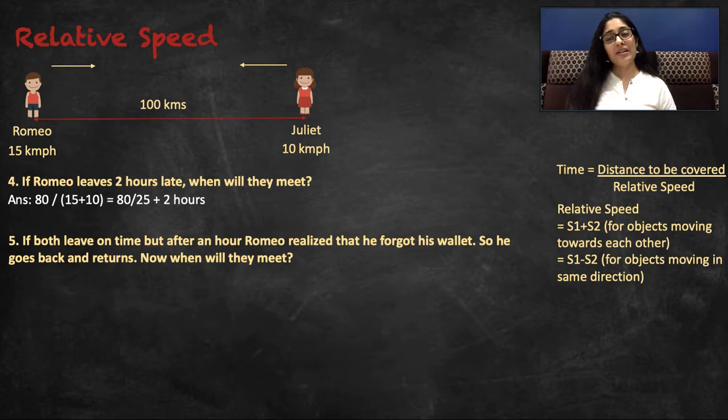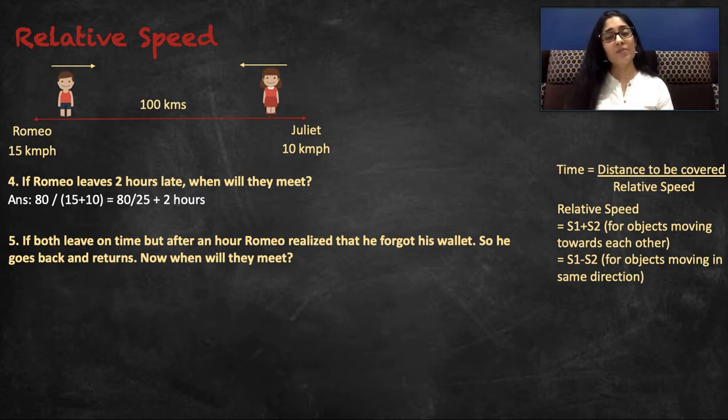Next example, if both of them leave on time, but after an hour Romeo realized that he forgot his wallet. So he goes back and returns. Now when will they meet? Now this is interesting but pretty simple. So concentrate on the diagram.